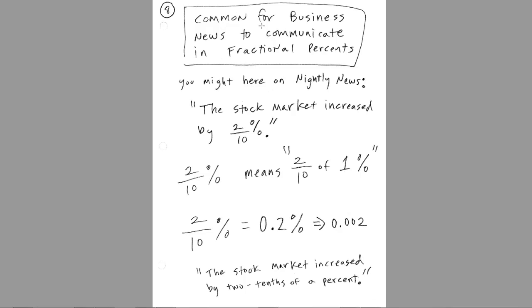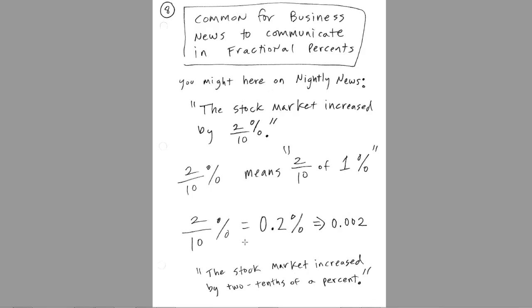It is very common for business news to communicate in fractional percentages, whether you're listening to the radio or the television or a podcast or an article. You might hear on the nightly news, the stock market increased by 0.2%. 0.2% means 0.2 of, notice that's multiplying, 1%. As soon as you see 0.2%, just realize it means 0.2 of 1%. So whatever the result is, it's going to be less than 0.01.